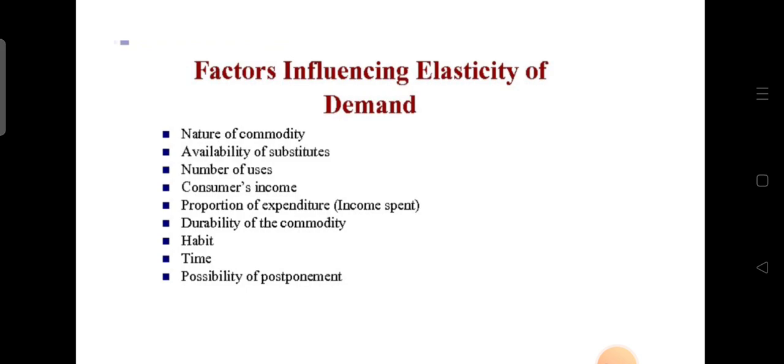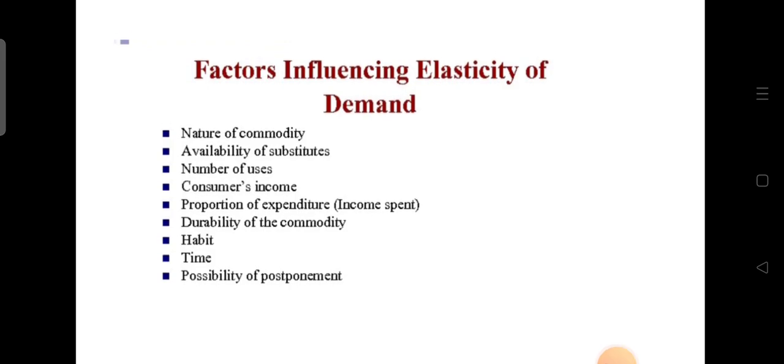On the other hand, if the demand for a particular product cannot be postponed, then the demand would be inelastic. Examples are urgent things like medicines, which we can't postpone. They should be taken on time, right? So these are the examples for inelastic demand, where postponement is not possible. These are the factors that affect the price elasticity of demand.